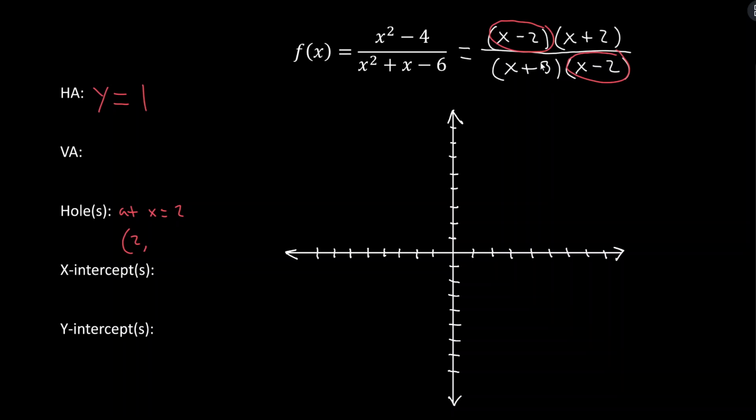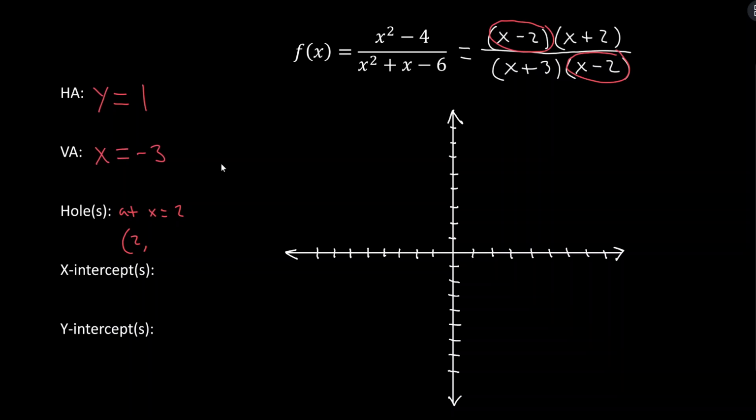This x plus 3 is a factor that's not present in the numerator. And so this does in fact give us a vertical asymptote. Since the number that makes this factor equal 0 is -3, the vertical asymptote is the line x equals -3. Okay?